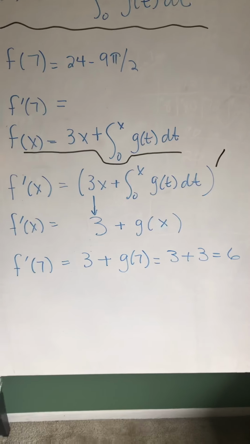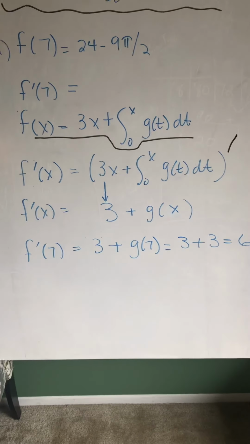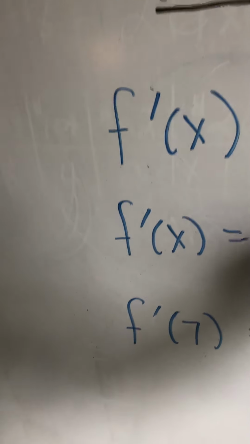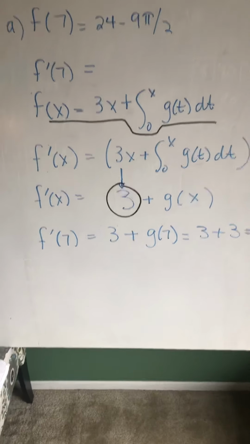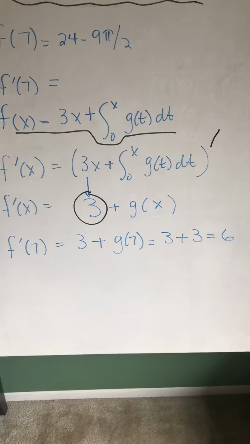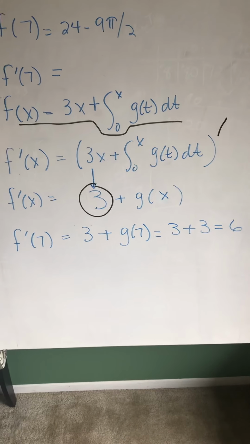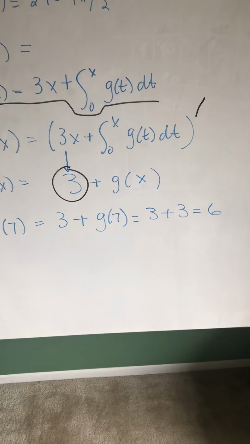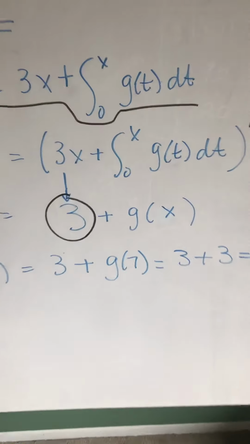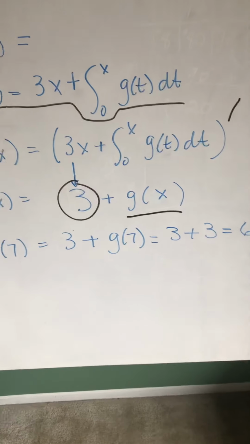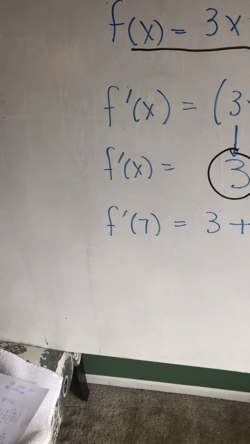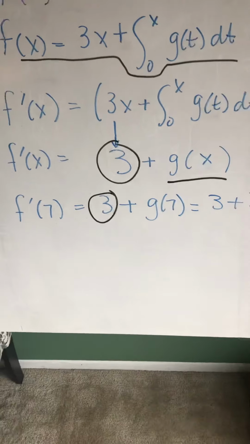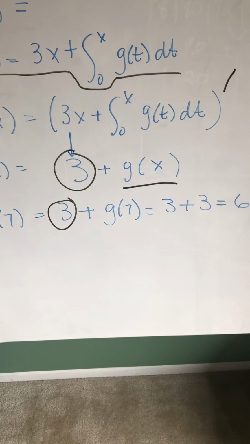Well, if you take a look and notice, what we're taking the derivative of starts with 3x, and the derivative of 3x is 3. Right here, the derivative of 3x is 3. That's where that 3 is coming from, okay? Plus, and then of course using the fundamental theorem of calculus 2, the derivative of the integral is just the function evaluated at x, right there. So the derivative of f at 7 is 3, there's the 3 again, we're just hanging on to that, plus g of 7, okay?